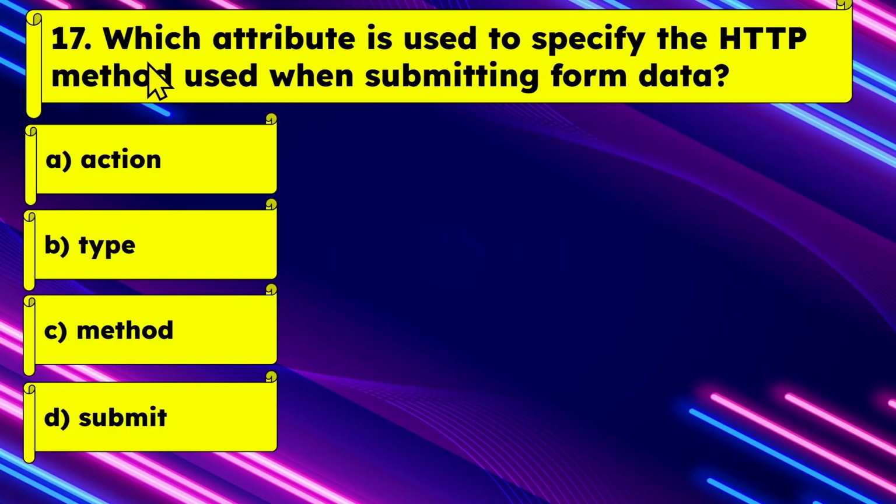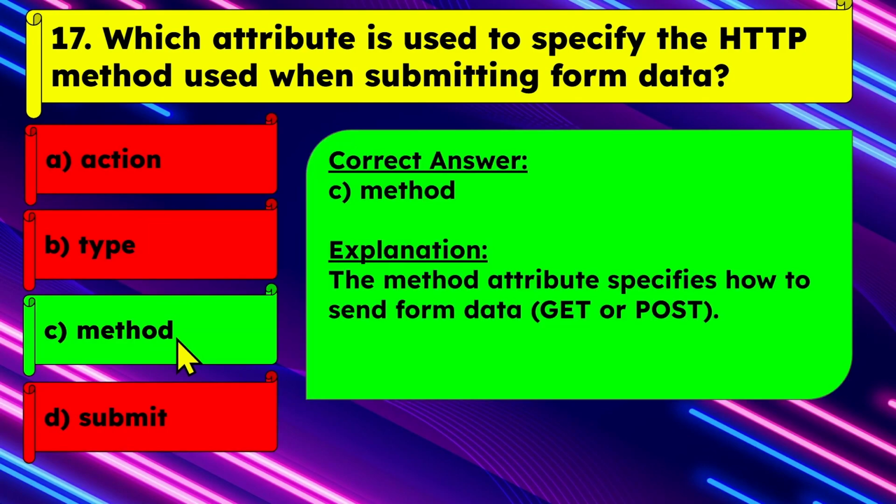Our next question is, which attribute is used to specify the HTTP method used when submitting form data? We have our four options: action, type, method, or submit. So here the correct answer will be method. You can see the method attribute specifies how to send form data by GET or POST.